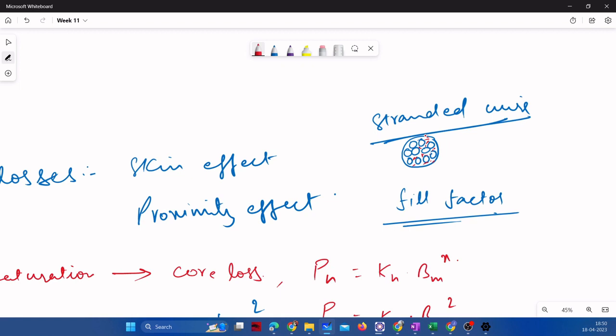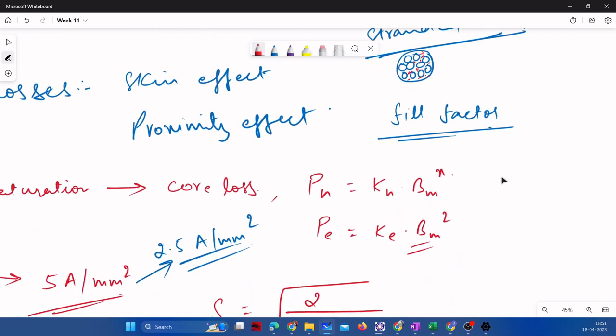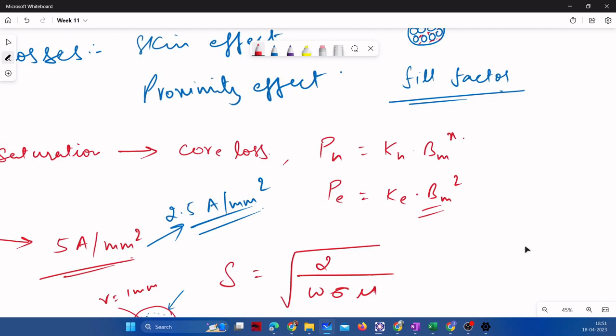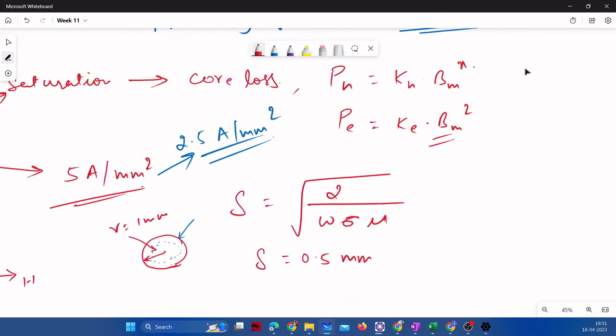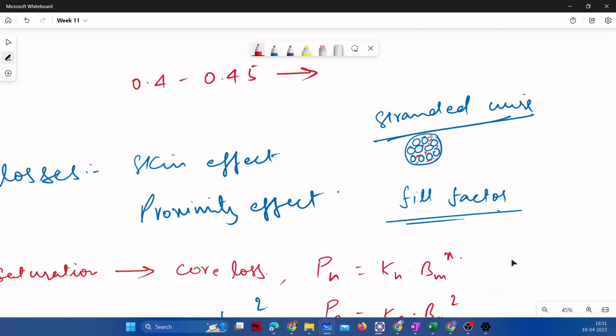Generally, in machine slots, motor or generator slots, we consider a fill factor of 0.4 to 0.45, which indirectly means that you have lost more than half of the slot area or window area that you could have utilized. That advantage comes with solid wire, but with solid wire you will have significant skin effect and proximity effect at such a higher frequency.